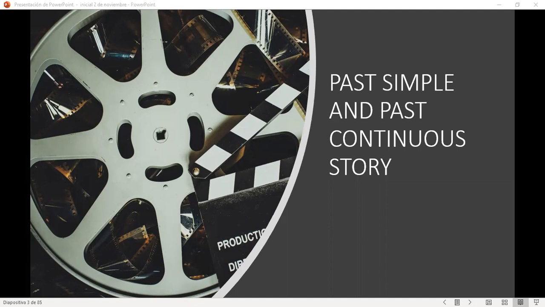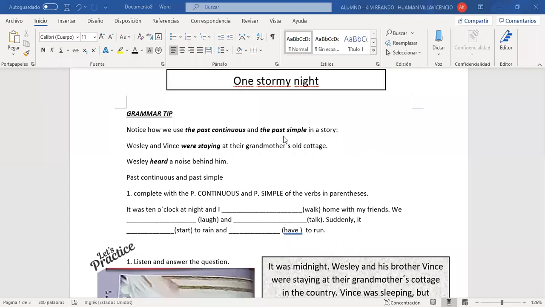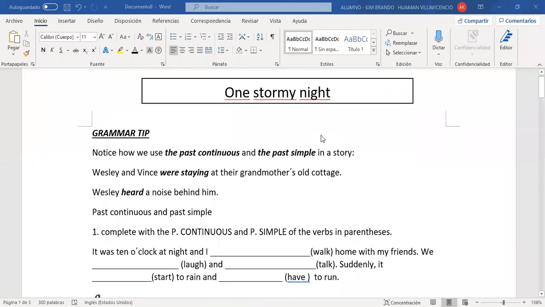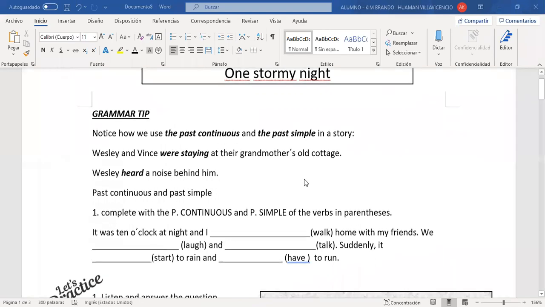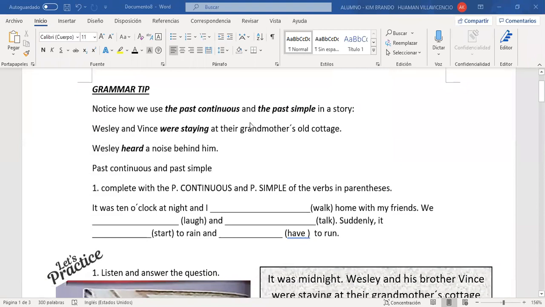Muy bien, vamos a practicarlo junto with another practice. Muy bien, chicos, ya que hemos observado el past simple y el past continuous, entonces vamos a hablar sobre the story. Notice how we use the past continuous and past simple in a story. For example, Wesley and Vince were staying at the grandmother's old cottage. Wesley heard a noise behind him. So this is a story about. Antes de poder empezar, vamos a completar aquí estos ejercicios. A ver si ustedes pueden darse cuenta del uso del past continuous y el past simple.